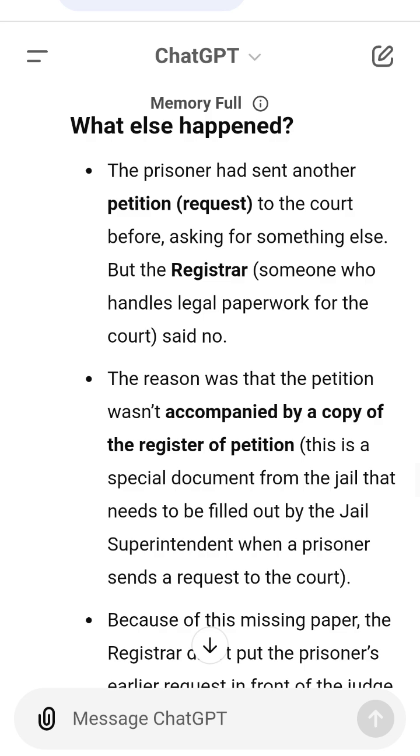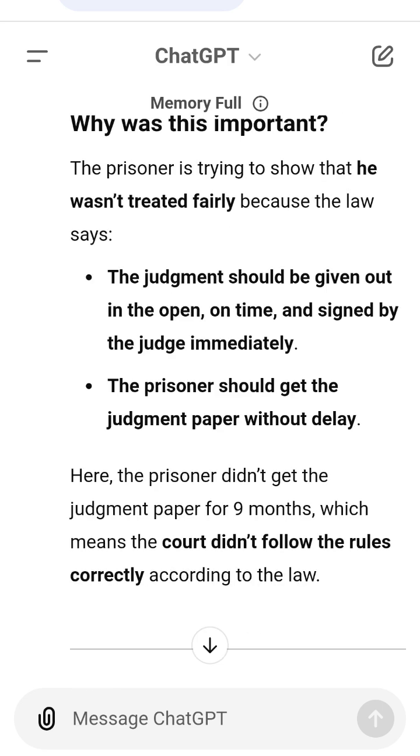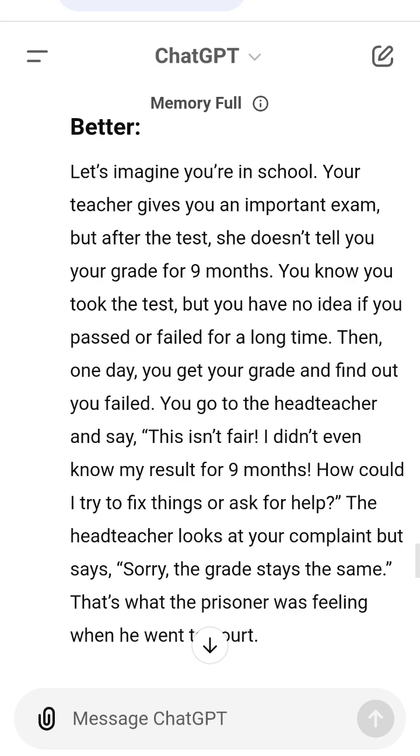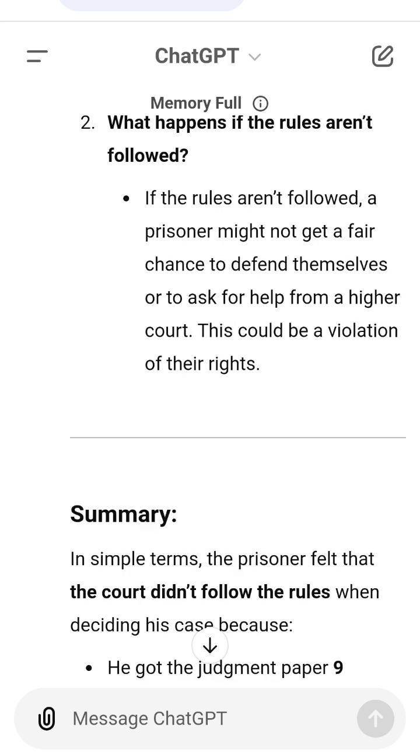Summary. In simple terms, the prisoner felt that the court didn't follow the rules when deciding his case because he got the judgment paper 9 months late. His lawyer argued that the law says the judgment should be given immediately and in open court. But that didn't happen. The court didn't accept this argument and the prisoner's appeal was rejected. In the end, the prisoner believes he wasn't given a fair chance, and that's why he's fighting in court.